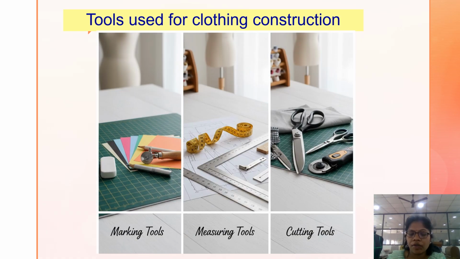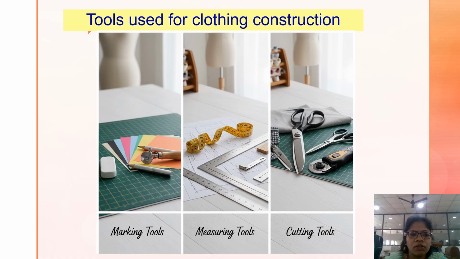Okay, now before moving on to clothing construction and the sewing machine: if we want to do perfect sewing, we require supporting material also. The tools are very important for clothing construction. Without the help of the tools, we cannot do the sewing. There are tools categorized under different categories. Now let us see the marking tools. The first one is the marking tools.